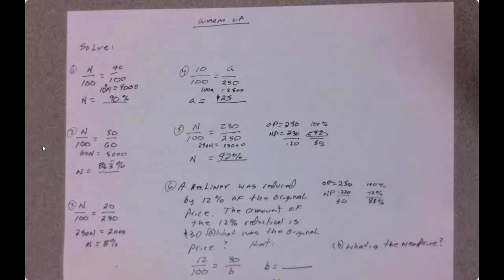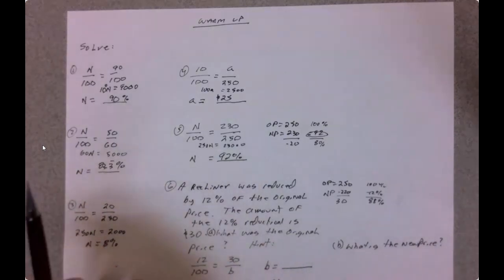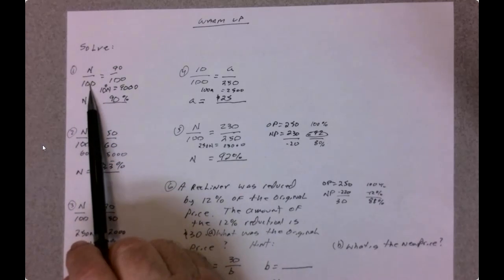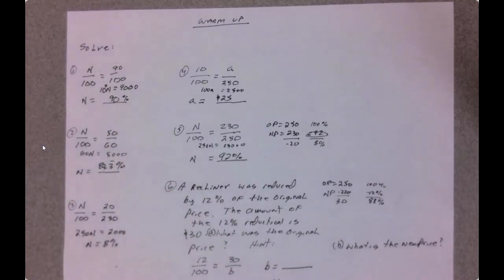simply started out with the idea that when we have a relationship, we define the left-hand side as some number per 100, and recall that is the definition of percent. A number per 100 is the definition of percent.